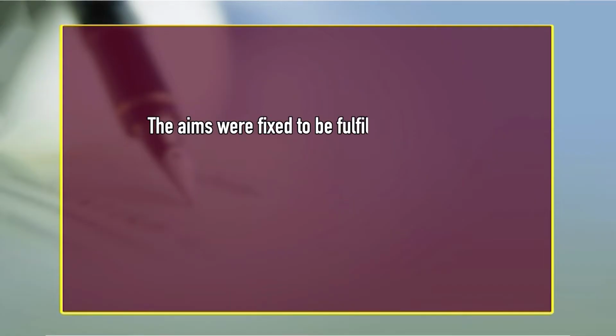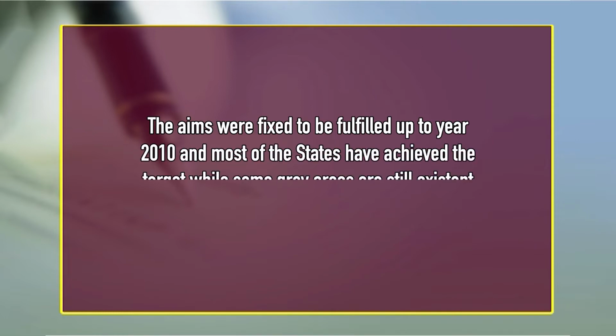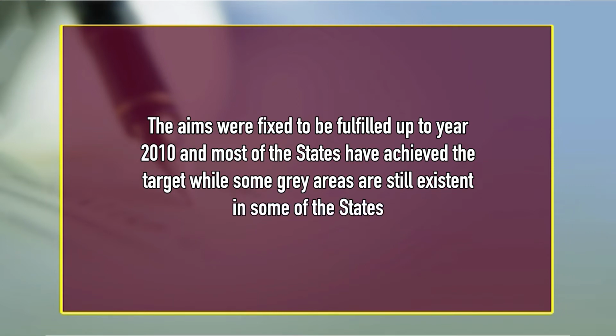There is also another goal, to supplement the efforts of various agencies involved in early childhood care and education, as the SSA realizes its importance and looks at the 0-14 age group as a continuum. The aims were fixed to be fulfilled up to the year 2010, and most of the states have achieved the target, while some grey areas still exist in some of the states.